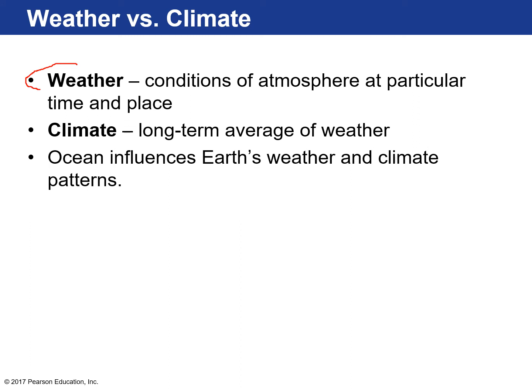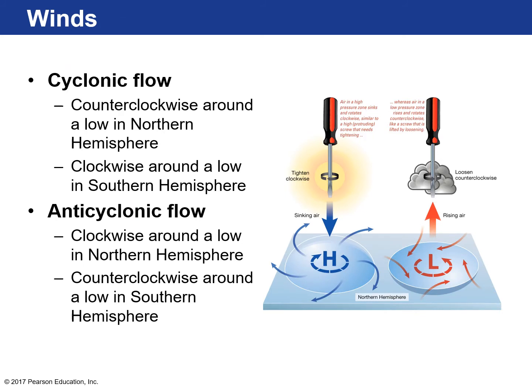Weather are the conditions of an atmosphere in a particular time or place. Climate is more of a long-term average of weather. And the ocean influences our weather and climate patterns, especially here in Florida. All right, so localized winds can be generated by cyclonic or anticyclonic flow.